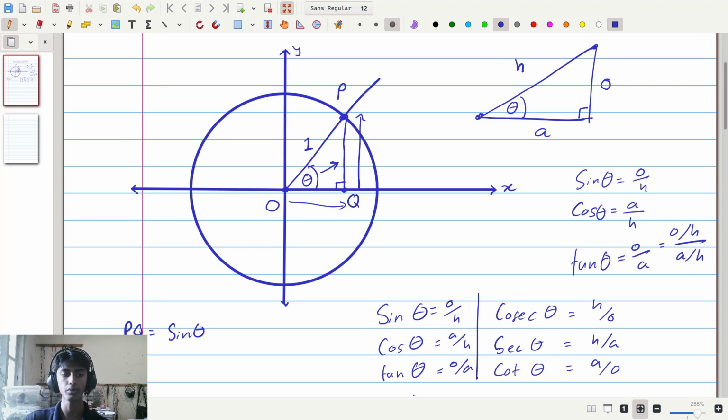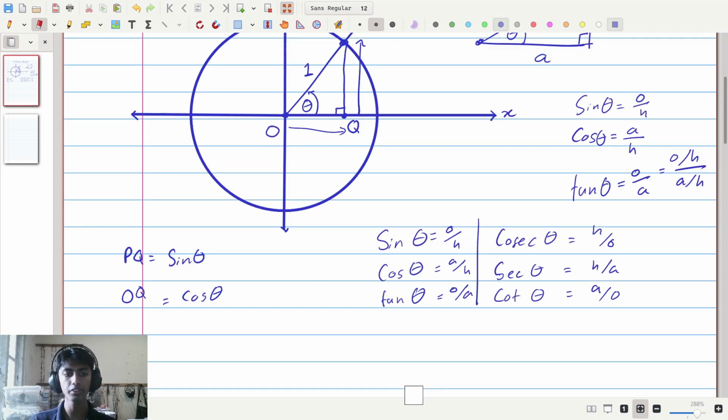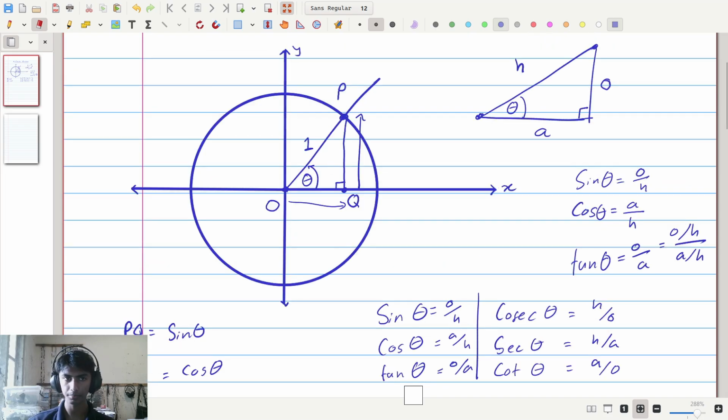Similarly, OQ divided by 1 is cos theta, because cos theta is adjacent side divided by hypotenuse. So in this case, OQ is 1 times cos theta or simply cos theta. So we have OQ equals cos theta. So PQ equals sine theta and OQ equals cos theta.